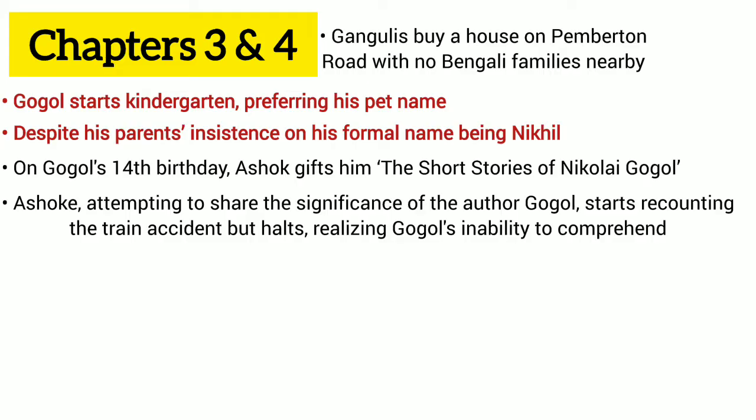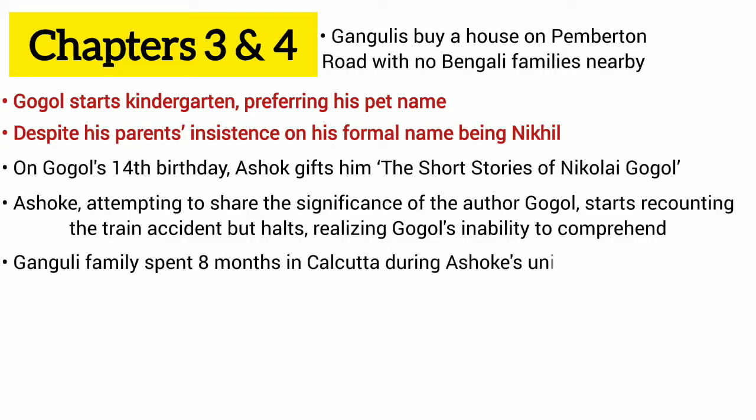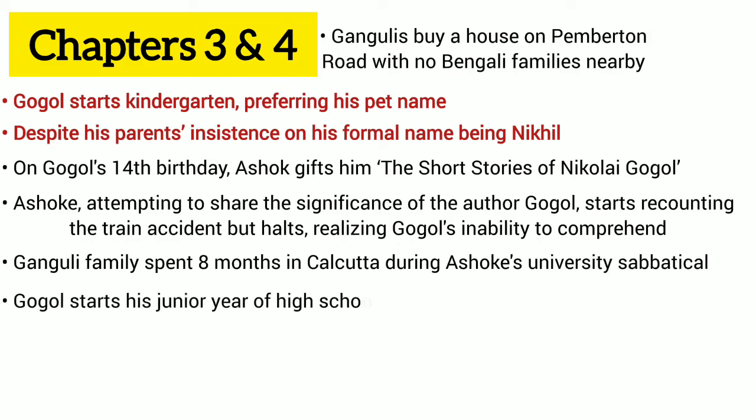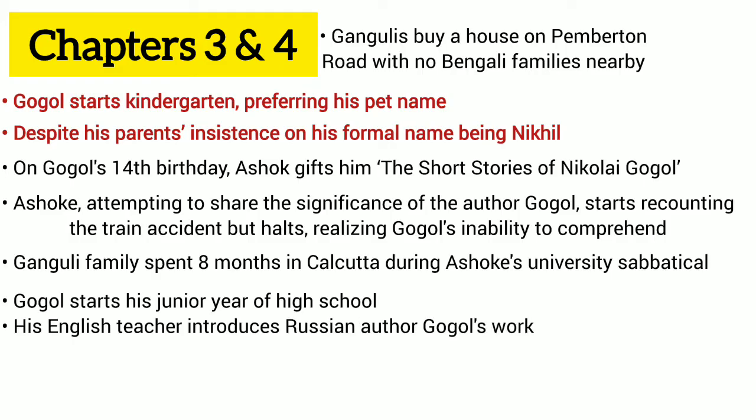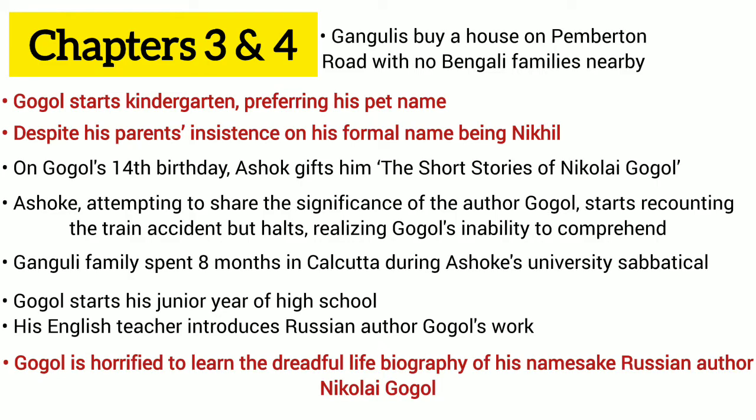The following year, the Ganguly family spent 8 months in Calcutta during Ashok's university sabbatical. In the fall, Gogol starts his junior year of high school, where Mr. Lawson, his English teacher, introduces Russian author Gogol's work, starting with The Overcoat. Gogol is horrified to learn the dreadful life biography of his namesake Russian author, Nikolai Gogol.